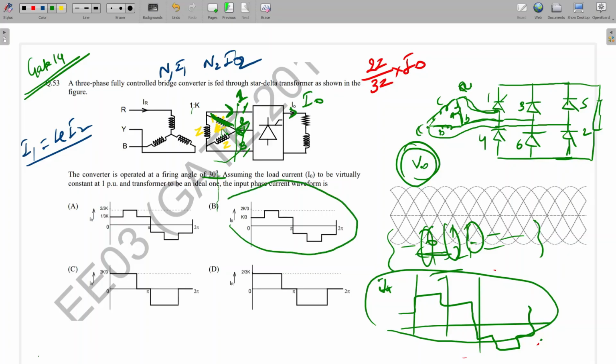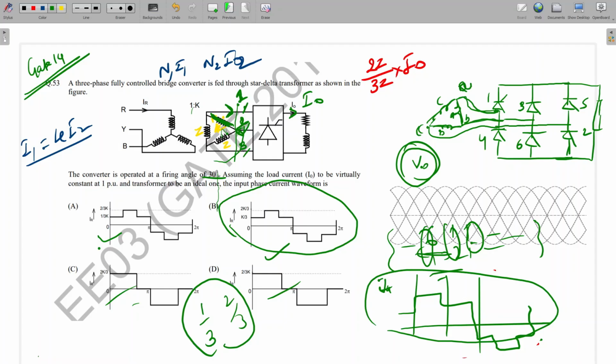Just for verifying, you can do that. Otherwise, for the answer, we can directly tick since we are getting 1 by 3 or 2 by 3. But in these two options, we are not getting that, so these two will be eliminated. And here we are getting it wrong, like the transformer ratio should be multiplied by K. So this is the correct option.